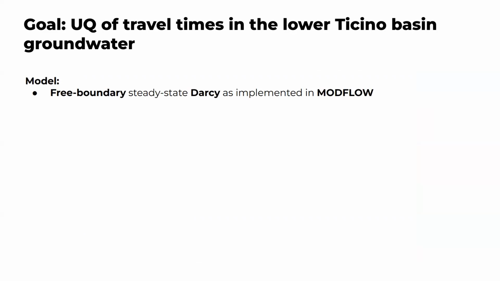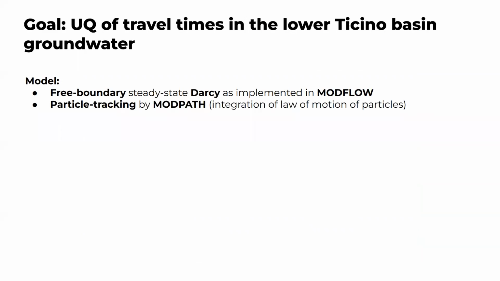So we have a model with two equations: the free boundary steady-state Darcy model, as implemented in MODFLOW. We're using, I wouldn't say commercial software, but let's say third-party software, MODFLOW for Darcy free boundary. And then we do particle tracking by MODPATH, which is an add-on module of MODFLOW that essentially integrates the law of motion of particles. So there's no hyperbolic equation being solved here.